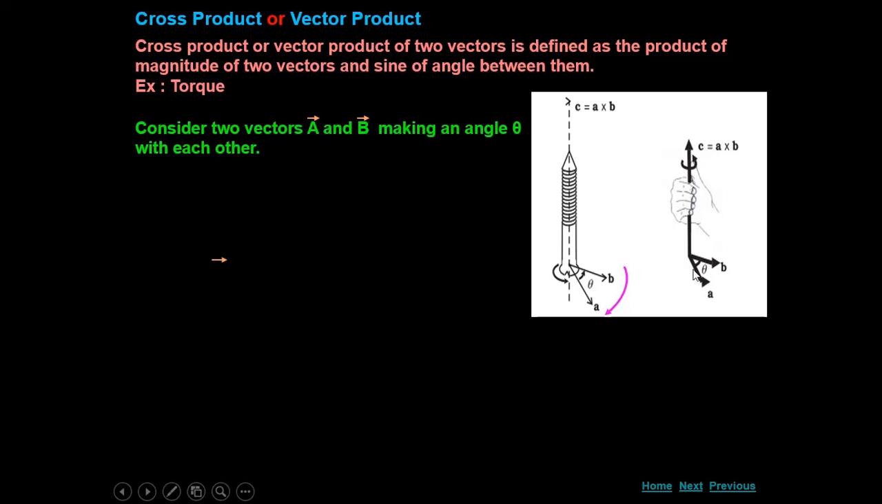So suppose A is a vector, B is another vector. The angle between these two vectors is theta.